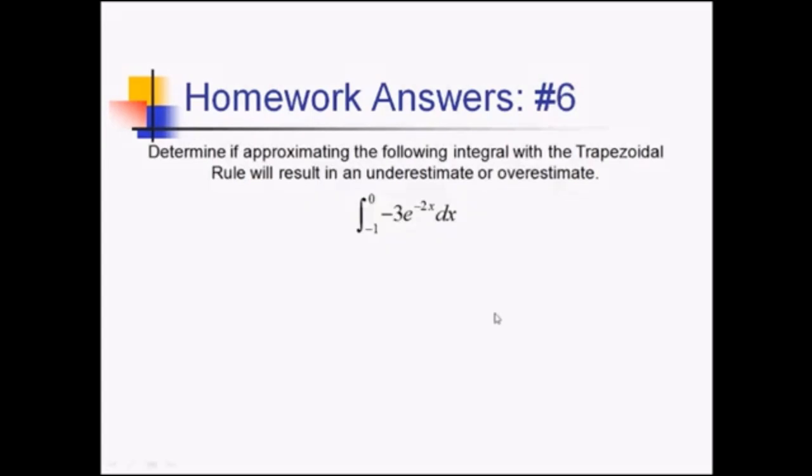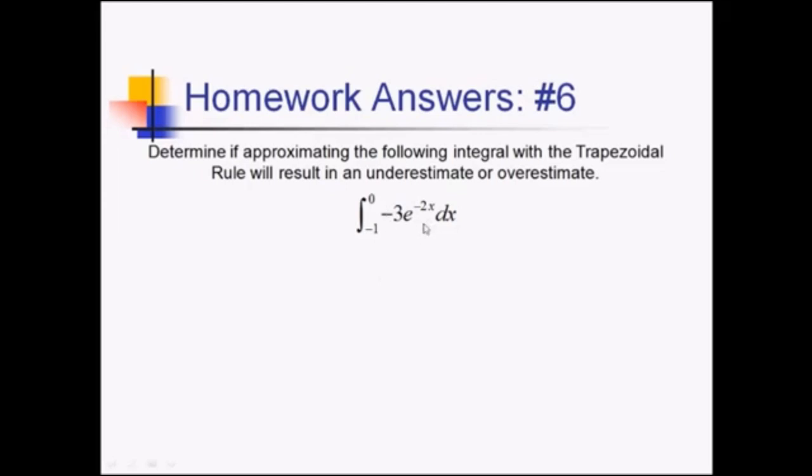For number 6, we're trying to figure out if approximating this integral with the trapezoidal rule will give us an underestimate or overestimate. So in order to figure that out, we need to know the concavity of the original function over this interval. And we also need to know if it's the same concavity all the way across or if it's mixed. So let's take our second derivative now in order to get to that information.